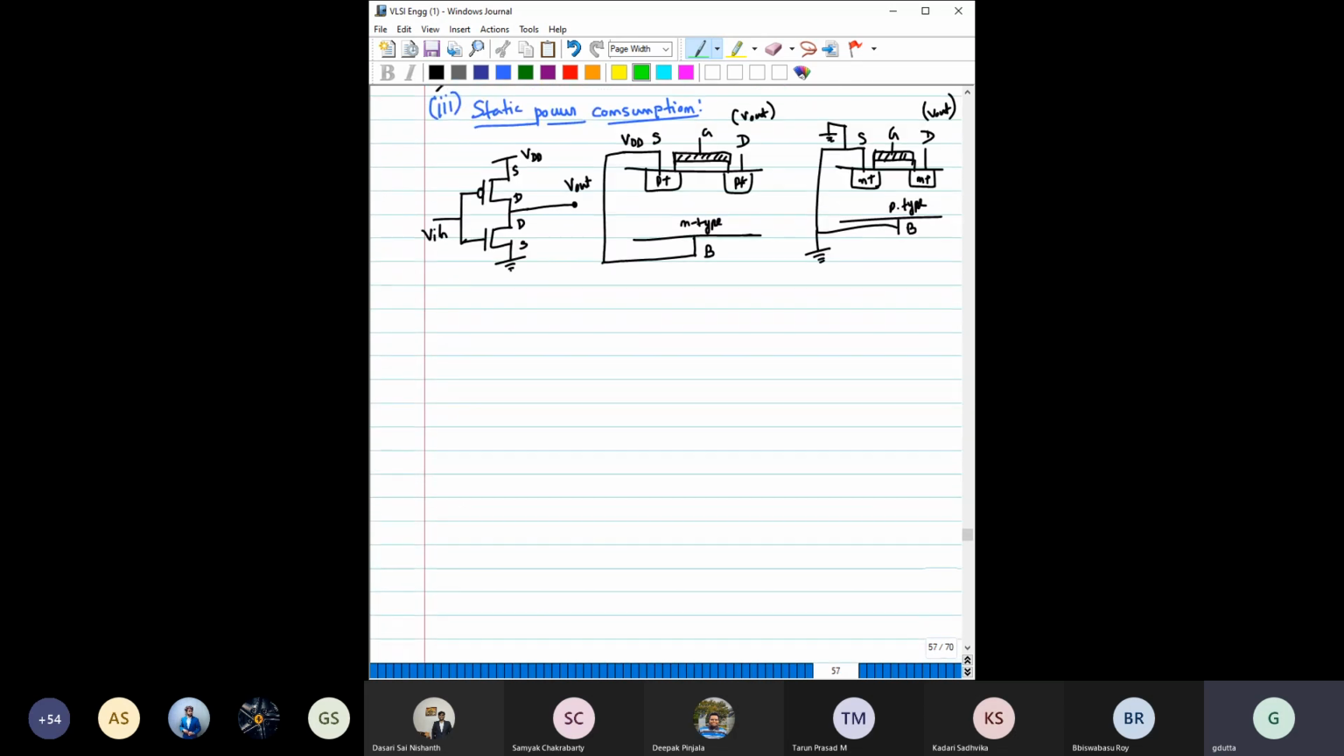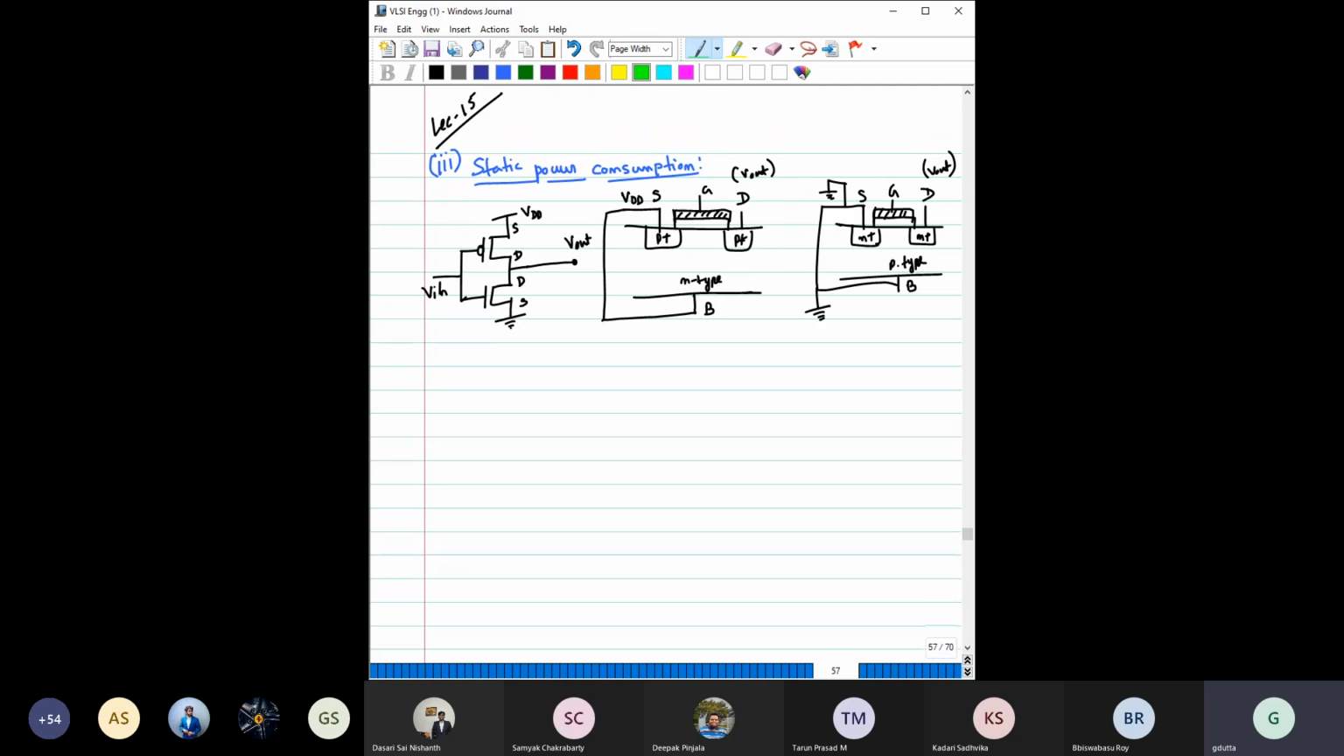So the third thing which we are going to start today is the static power consumption. What do you mean by static power consumption? Static power consumption is when the input as well as the outputs are fixed. Say you have fixed it at 0 volt or VDD. Then at least one transistor would be off: for V in equal to 0, one transistor would be off, and for V in equal to VDD, the other transistor would be off. So in that case, there is no direct path from VDD to ground.